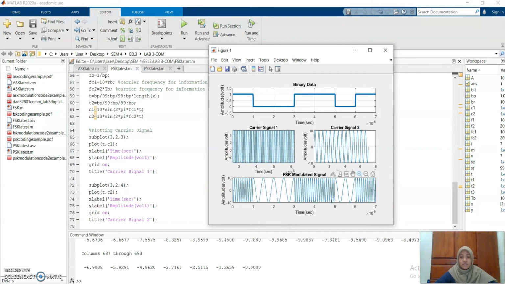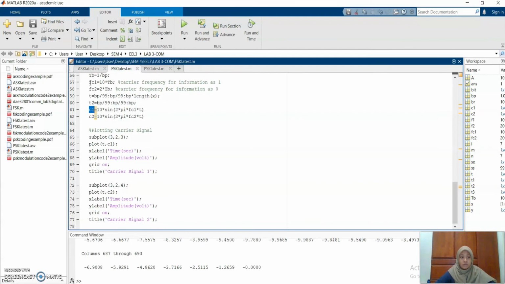Next, for the FSK modulated signal, at the 0 binary data, the sine wave will expand. In ASK modulation, we can see at this point the graph is a straight line, but for FSK modulation, the graph will expand. We have two carrier frequencies, C1 and C2.